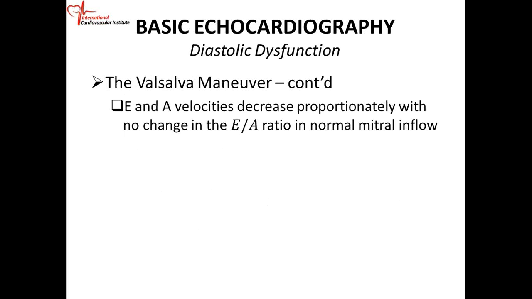So as mentioned before, with phase 2 of the Valsalva maneuver, there's a decrease in the blood flow to the heart. So you're going to get a decrease in the E and the A velocity, but the E is going to decrease even more if the patient has a pseudonormal. So you can unmask the pseudonormal with the Valsalva maneuver.